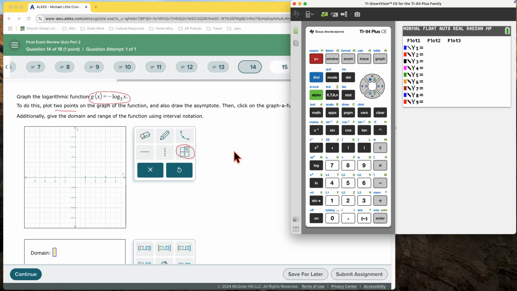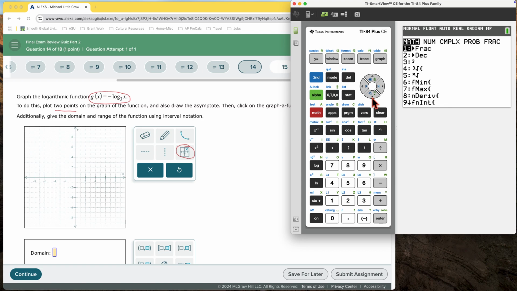And again, notice Alex does not give you a graphing calculator even, but you can bring your own and use it. That's why we want you using the graphing calculator. So we want minus log, so that's going to be this negative sign, not the subtraction sign. Log base 3.